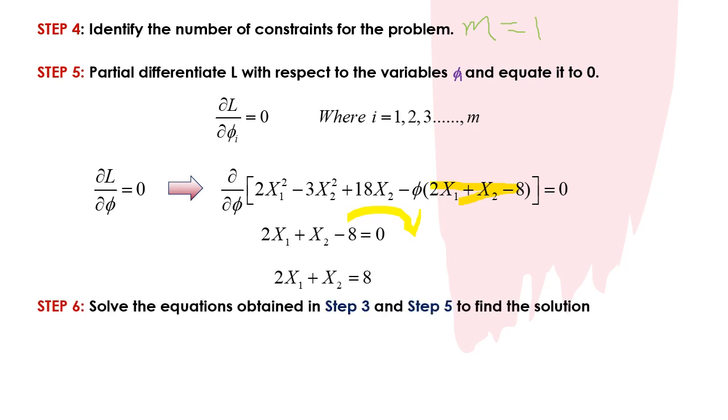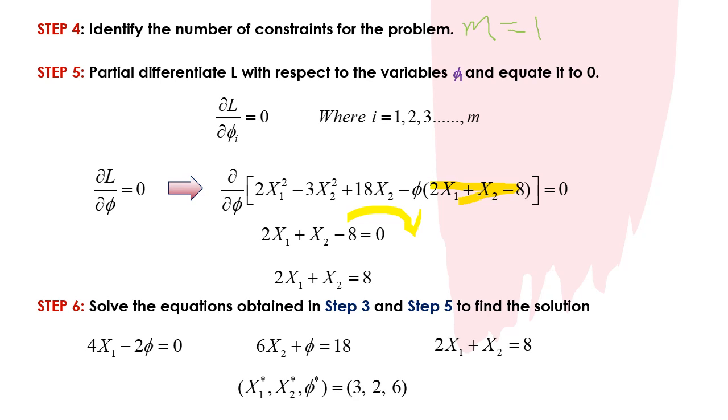Step 6, you have to solve the equations obtained in step 3 and step 5 to find the solution. In step 3, I got 2 equations, and in step 5, I got 1 equation. So you can see there are 3 equations and 3 unknowns, so you can easily solve this. When you solve this, you will get x1, x2 and phi values. So x1 is equal to 3 here, x2 is equal to 2 here, and phi is equal to 6.